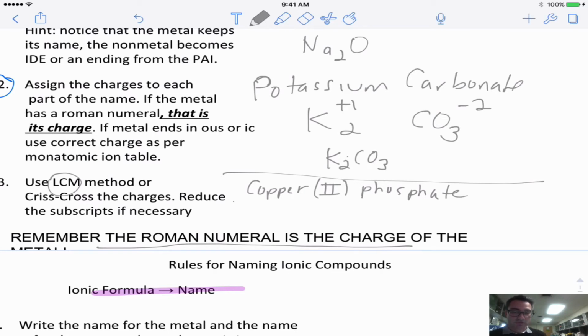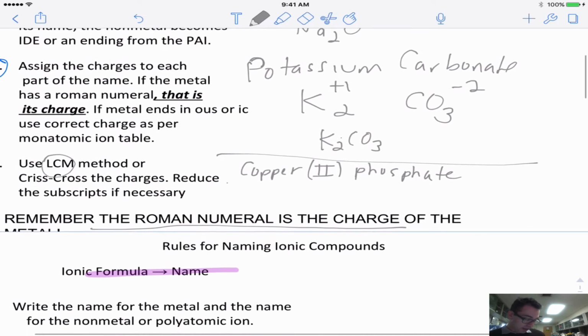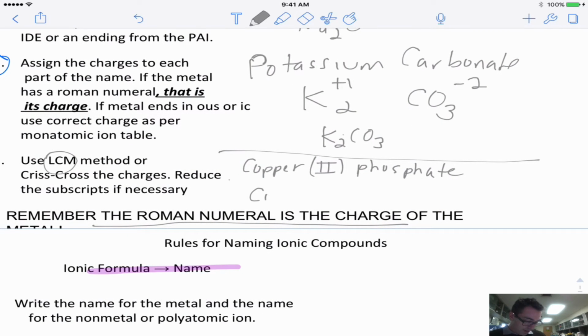So copper(II) phosphate, how does that look? Well, copper is +2. That is what the Roman numeral tells me. Copper's symbol is Cu, and the Roman numeral, which I have here underlined in bold and italic, is the charge of the metal. I put it in right away. And then phosphate, I know from my polyatomic ions, is PO4 -3.